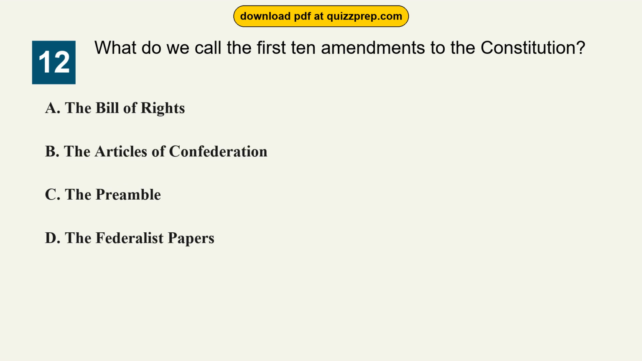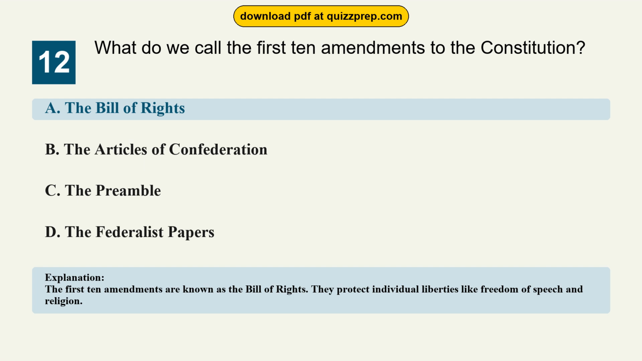Question 12. What do we call the first 10 amendments to the Constitution? Option A, the Bill of Rights. Option B, the Articles of Confederation. Option C, the Preamble. Option D, the Federalist Papers. The correct answer is option A, the Bill of Rights. The first 10 amendments are known as the Bill of Rights. They protect individual liberties like freedom of speech and religion. Question 13.